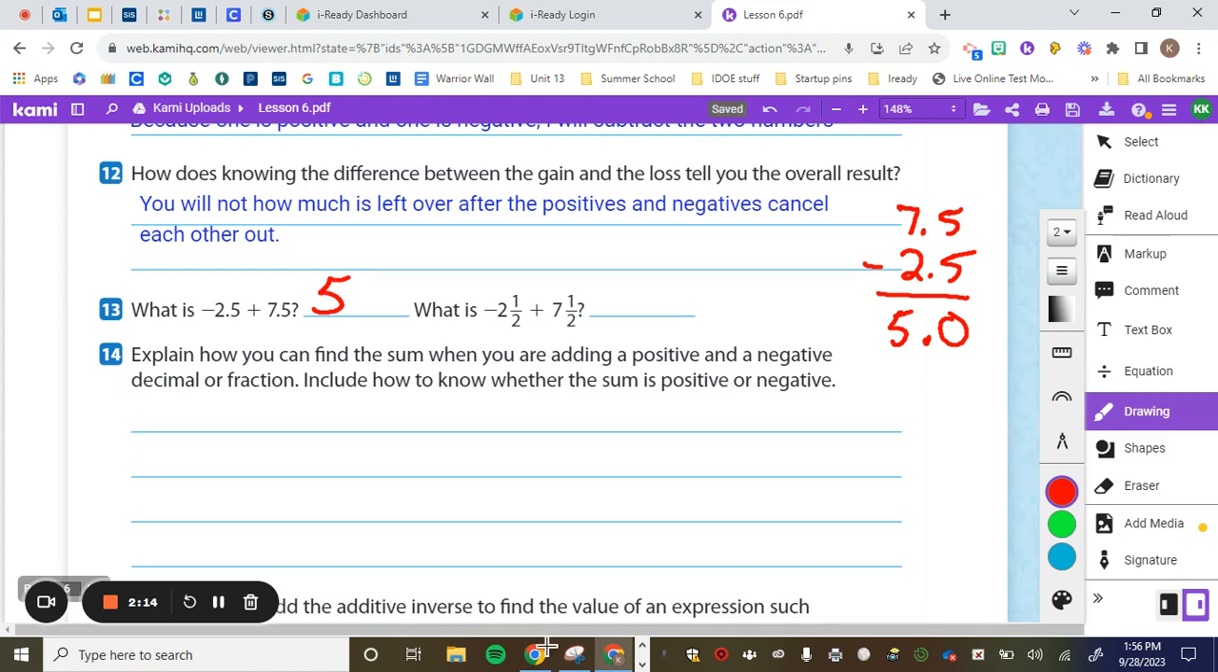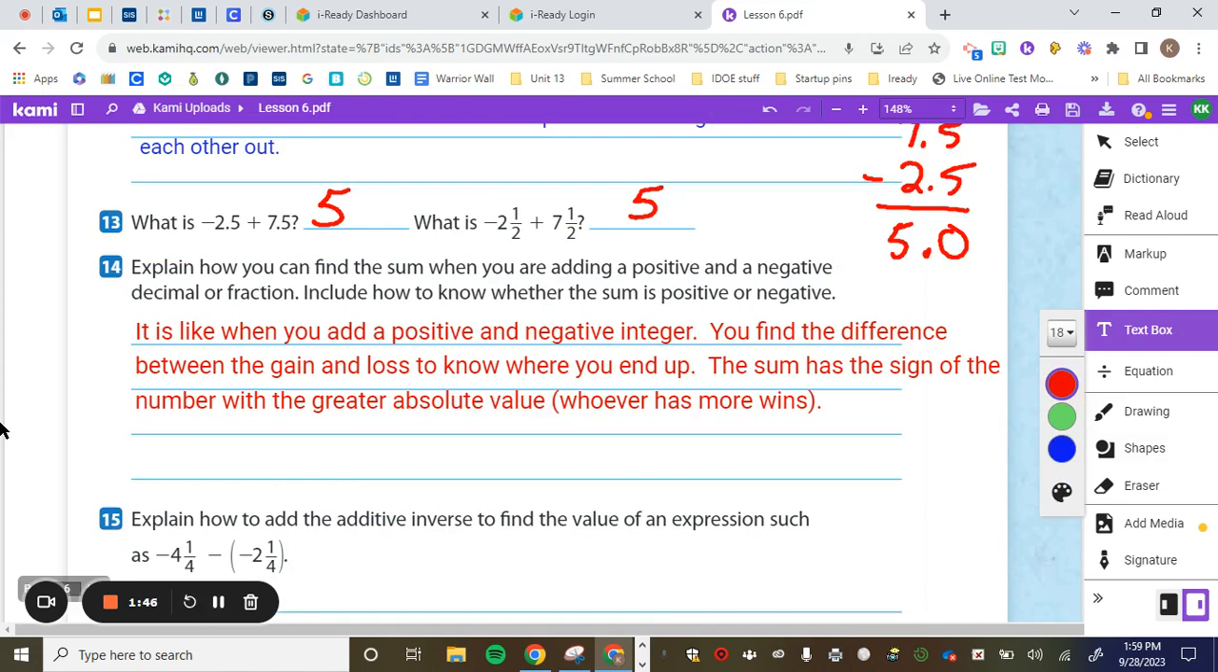And then what they did here is they just changed it into fractions to show you would end up with the same thing. So 7 1/2 and 2 1/2. The halves will cancel out, and that would be 7 minus 2 again to still get an answer of positive 5. Now explain how you can find the sum when you are adding a positive and a negative decimal or fraction. Include how to know whether the sum is positive or negative.